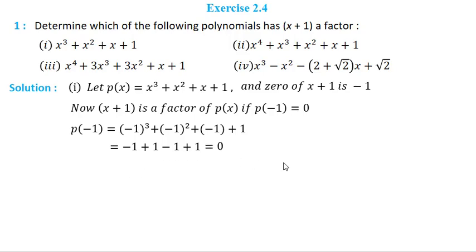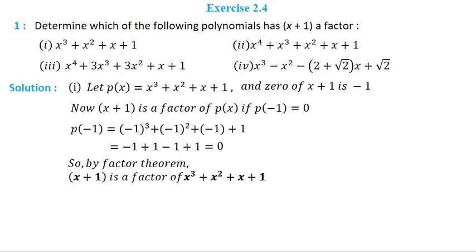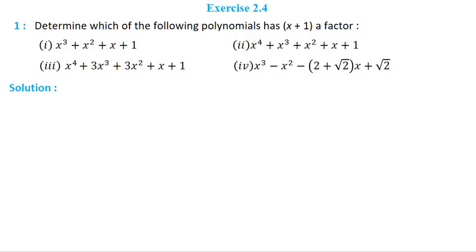Now as p(-1) is 0, it indicates that x plus 1 is a factor. So we will say that by factor theorem x plus 1 is a factor of x cube plus x square plus x plus 1. Okay. So let us move to the next question.